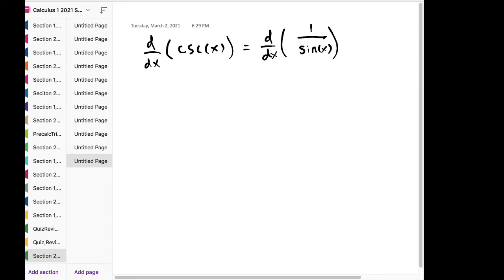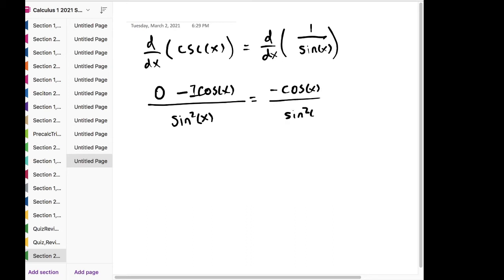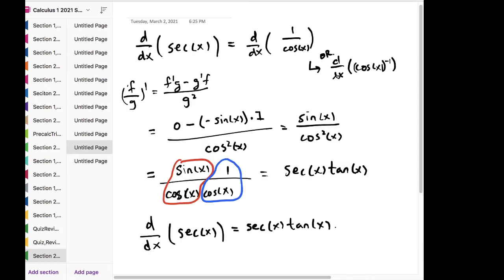Okay, so what is the derivative? This one time I won't write out the product rule or quotient rule. It's the derivative of the numerator, which is 0, minus the derivative of the denominator, which is cosine, and then times 1. So this is negative cosine over sine squared. Okay, what is that? In similar terms, how can you write this as a product of two trig functions?